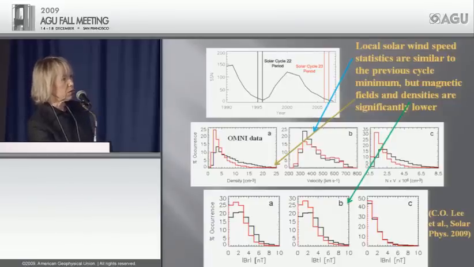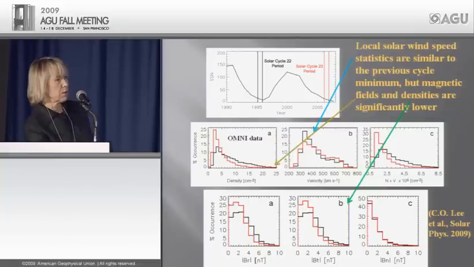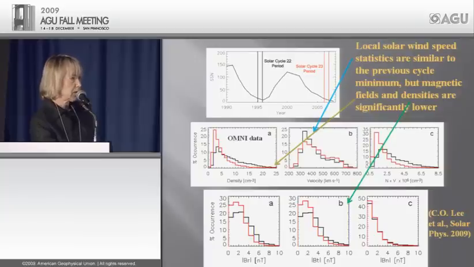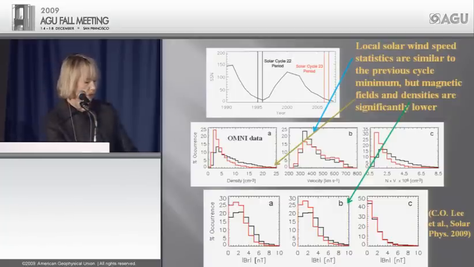The density shows a much lower average density in the red histogram than in the previous minimum in the black histogram from the periods you see at the top. The velocity histogram is not so much different. It's a typical declining phase solar minimum velocity histogram. And in the bottom are the magnetic field statistics, which show correspondingly a weaker magnetic field, as has been discussed before. So we do have a situation where, in spite of these low-latitude coronal holes, we're mapping out weaker magnetic fields, but perhaps this is because the weak field extends throughout the surface of the sun.